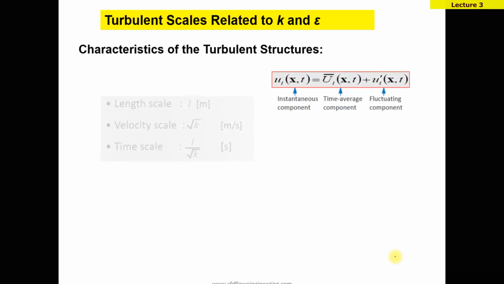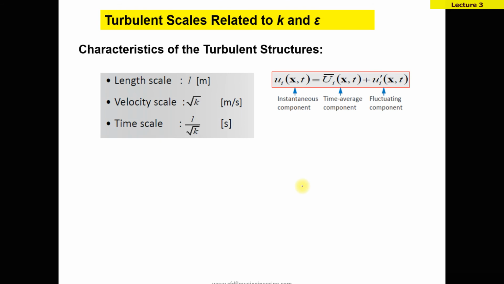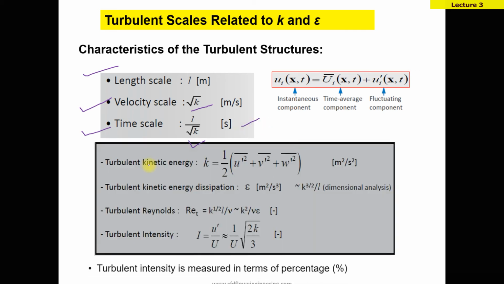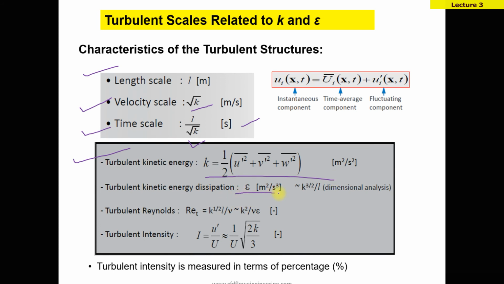Before going to solving the k-epsilon equation, please note down some scales. The length scale means the size of the geometry. The velocity scale is the square root of k. The time scale is equal to the length scale divided by the square root of k, and its unit is seconds. Turbulent kinetic energy we discussed already. Epsilon has units of meter squared per second cubed.